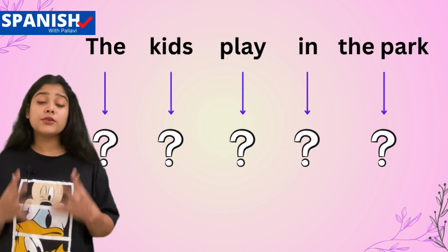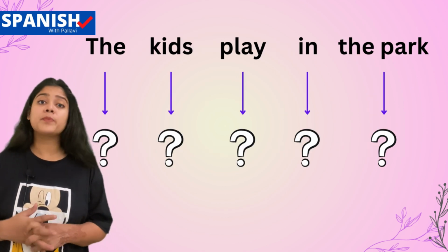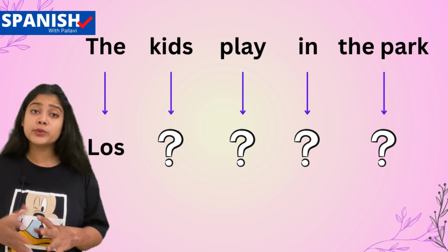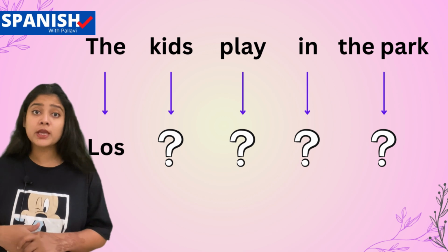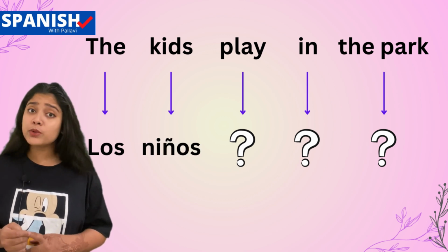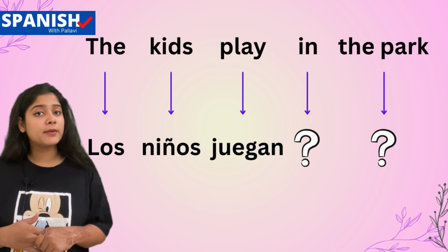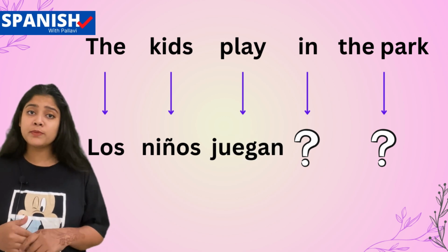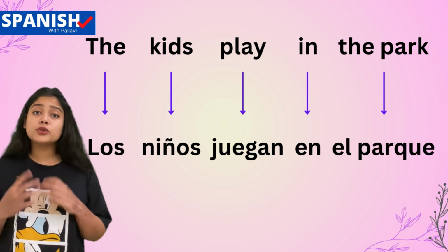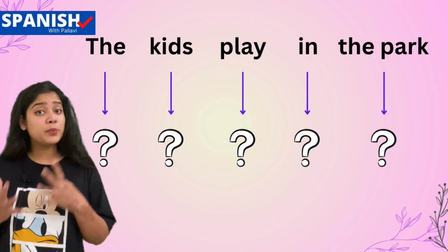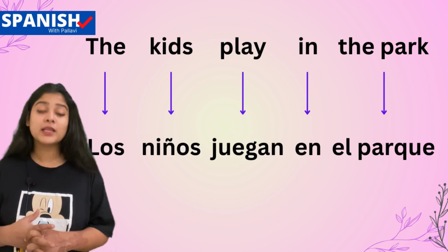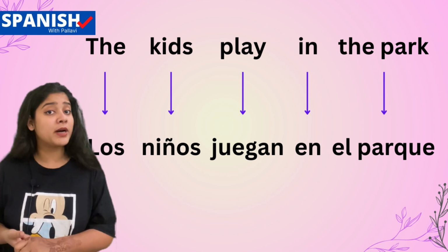Next. The kids play in the park. How do you say that in Spanish? So this is also a plural one. The will be los. Kids will be niños. Play will be juegan. In will be en. The park will be el parque. So the whole sentence will be the kids play in the park. Los niños juegan en el parque.